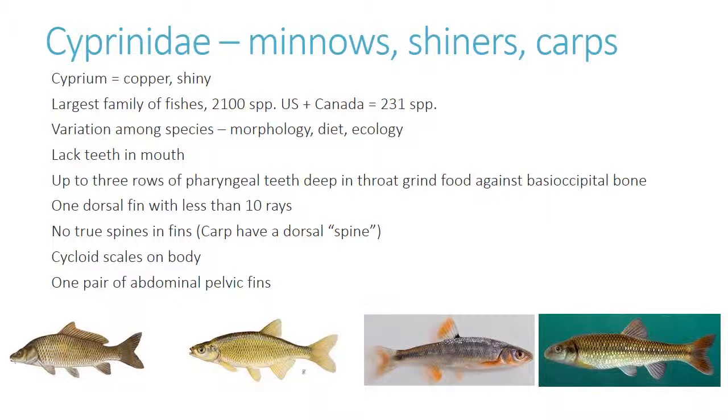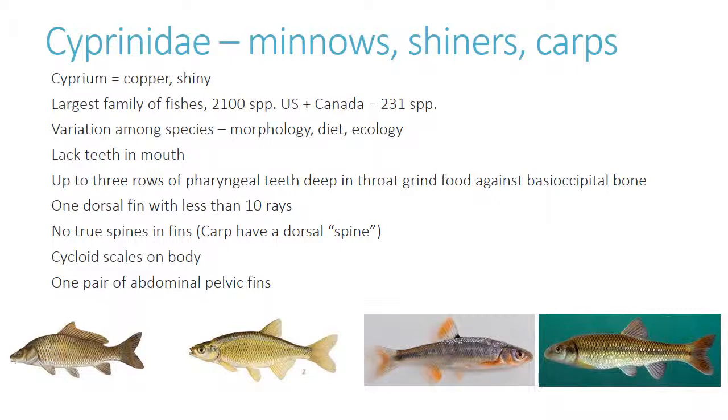First up is the Cyprinidae, the minnows, shiners, and carps. The word part cyprium in Latin means copper or shiny, and a lot of the species in this family do kind of have a shiny appearance and a coppery color. This is the largest family of fishes with 2,100 species worldwide, and in the US and Canada there's 231 species.